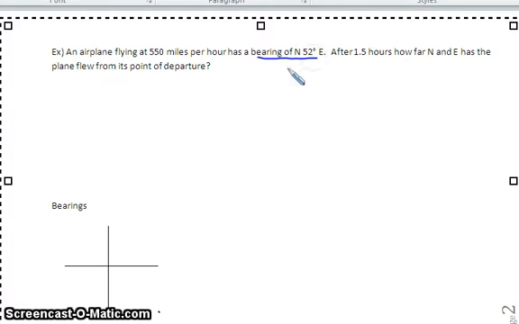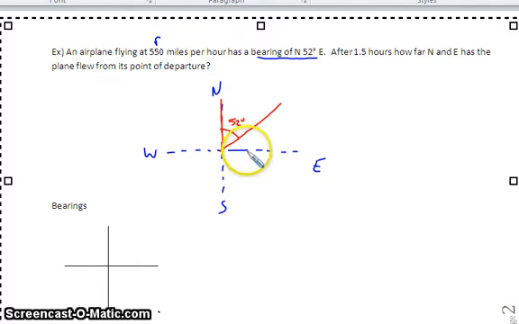So we've got an airplane that is flying 550 miles per hour, so that's a rate, that is not a distance, from a bearing north 52 degrees east. So let's take our north, south, east, west lines here. From the north line, so from this line here, we need to head towards the east line, 52 degrees. This would be the angle that is 52 degrees here. So this is the line that our plane is flying down. So this would be our plane.